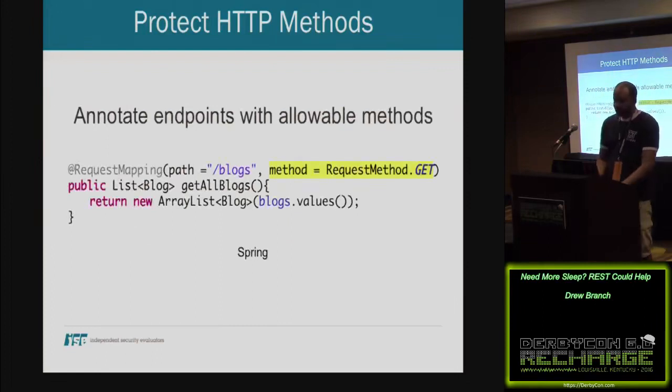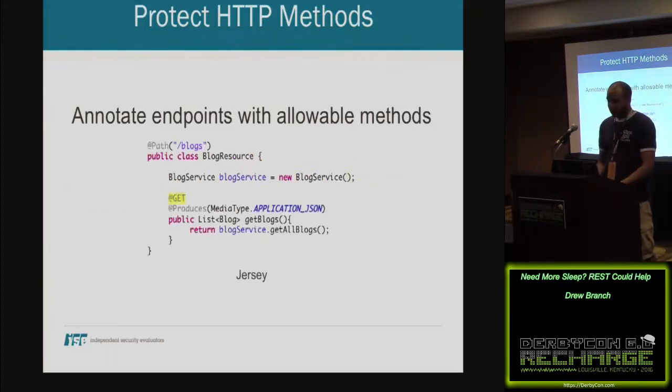So what does this look like in Spring? You should annotate endpoints with allowable methods. Here I append the method parameter saying, okay, a GET request comes in to blogs, and my endpoint will return all blogs. And this is what it looks like in Jersey. Jersey is an extension of JAX-RS, which is a Java API for RESTful web services. Same thing here, I just annotated this endpoint with the GET parameter.